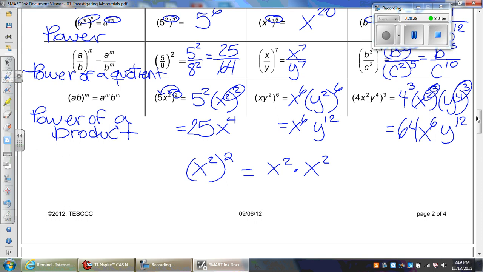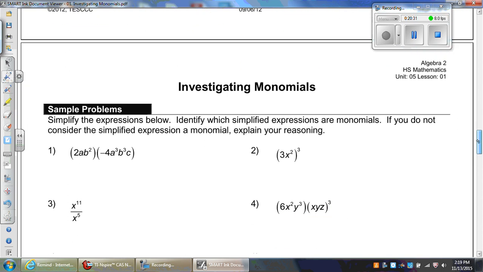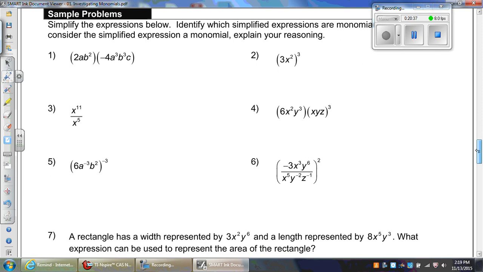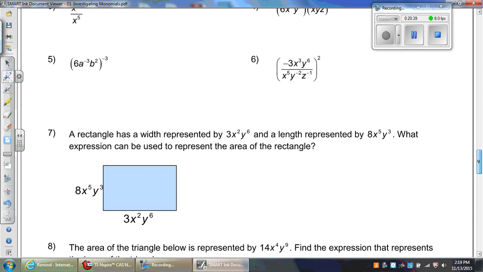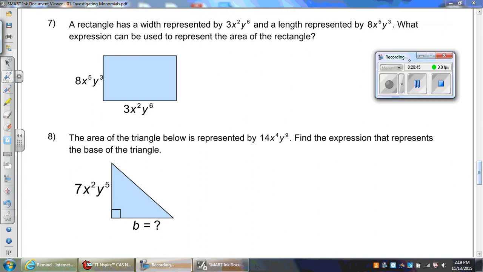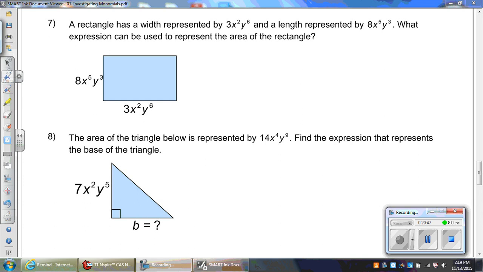Okay? All right. So let's move on to the next page. What I would like to do before those, actually you guys are going to work on those, I would like to do problems 7 and 8. So for problem 7, we have a rectangle with the width represented by 3x squared y to the 5th. So here's the width. And the length is represented by 8x to the 5th, y to the 3rd. This is the length, this is the width.